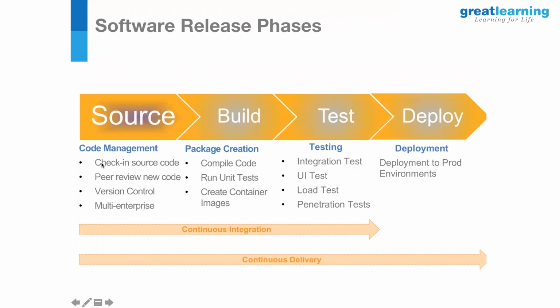The first one, the source phase, is where the complete code management happens, comprising checking in your source code, peer review, and version control, and AWS CodeCommit is all around that. In the second one, the build phase, you will compile the code, you might run the unit tests, and in case of container deployment, you might create the container images at the end of the build. AWS CodeBuild is designed for that.